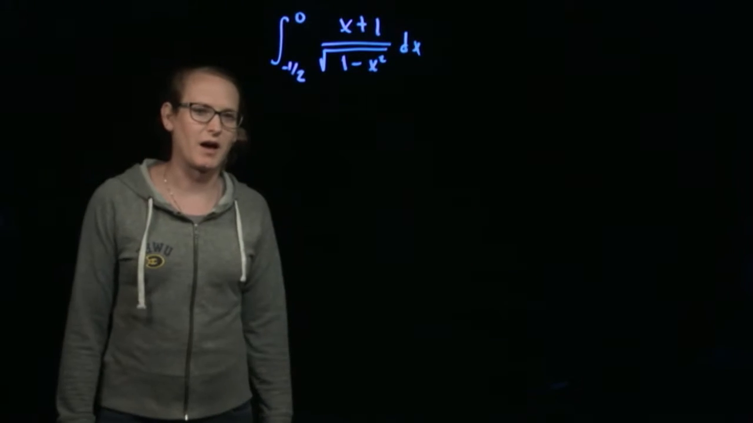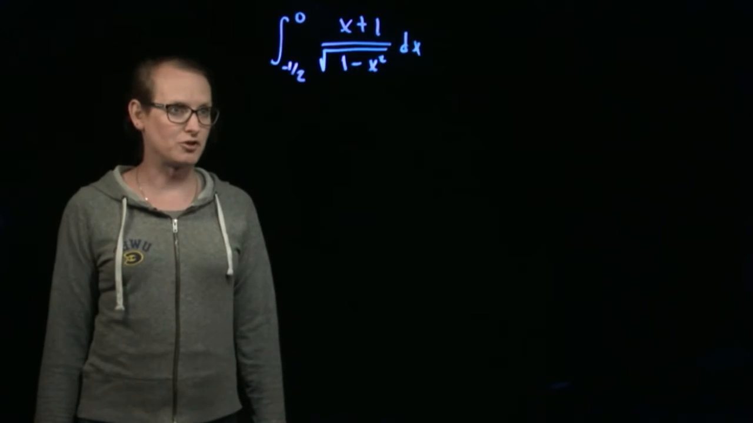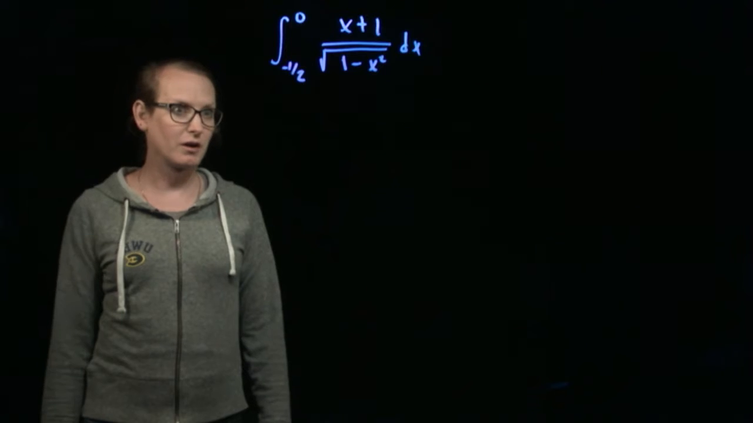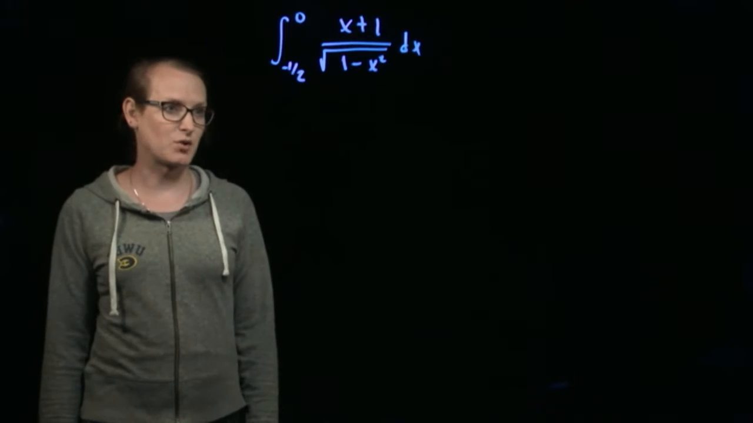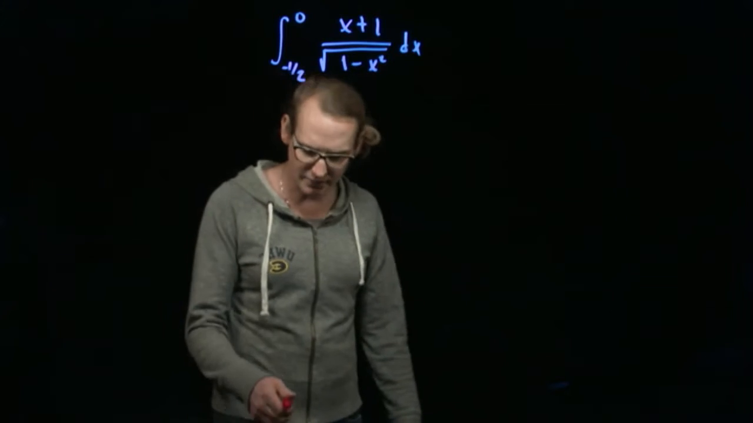All right, here's what I've got. I've got the integral from -1/2 to 0 of the function x plus 1 over the square root of 1 minus x squared dx. I hope that's similar to what you have.